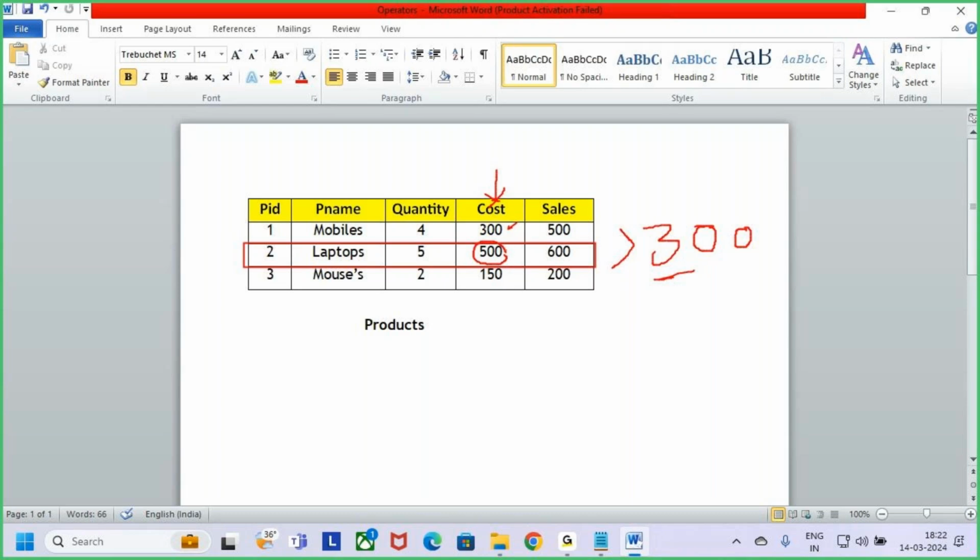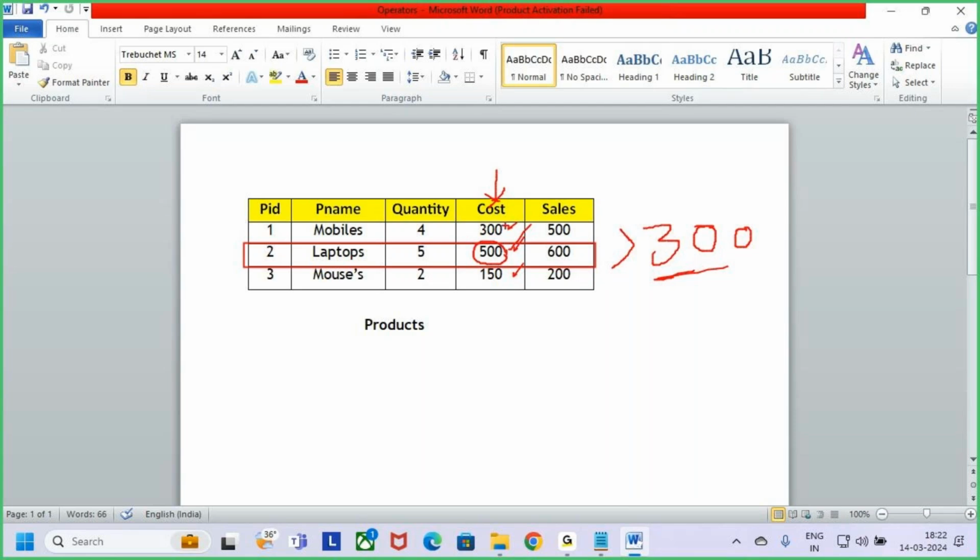Next it will go to another row. Here also it will compare whether the value is greater than 300 or not. Yes, it is greater than 300, it is true, so we'll get the output. Next it goes to the next row also, it will compare whether 150 is greater than 300 or not. No, it is not greater.